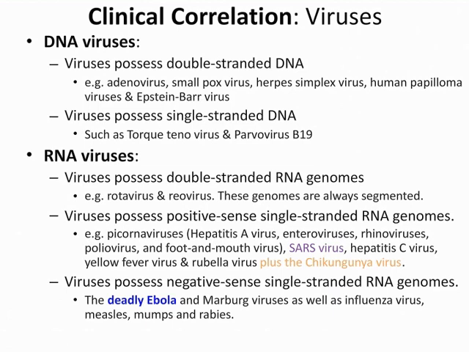For RNA viruses that possess double-stranded RNA genomes are going to be rotavirus and reovirus. Viruses that possess positive-sense single-stranded RNA genomes are going to be your picornavirus and then some other ones he lists. And then viruses that possess negative-sense single-stranded RNA is going to be Ebola.